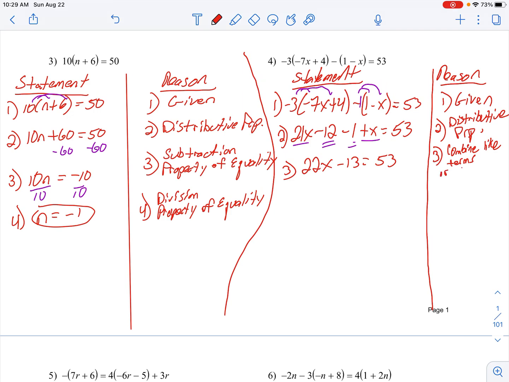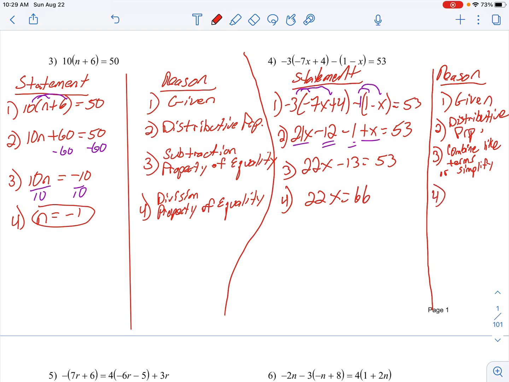Or we could go even simpler and just say the word simplify. Simplify also kind of combines that. So any of those are fine. I will use those interchangeably when we combine like terms, or just say simplify, kind of clean it up. All right, step 4. I'm going to add 13 to both sides. Watch your arithmetic. 53 plus 13 gives you 66.